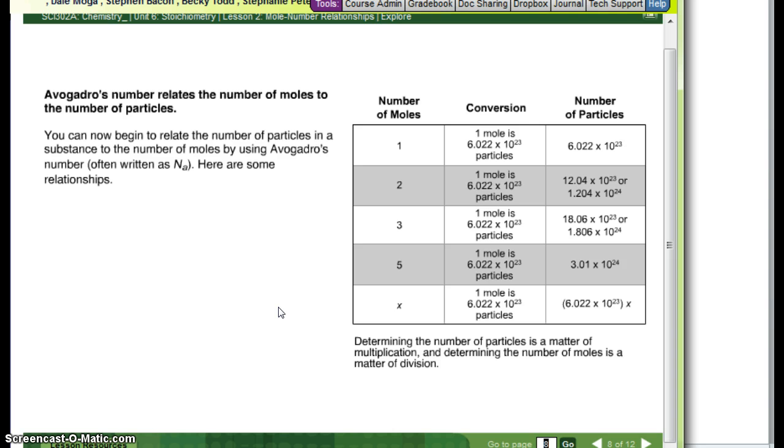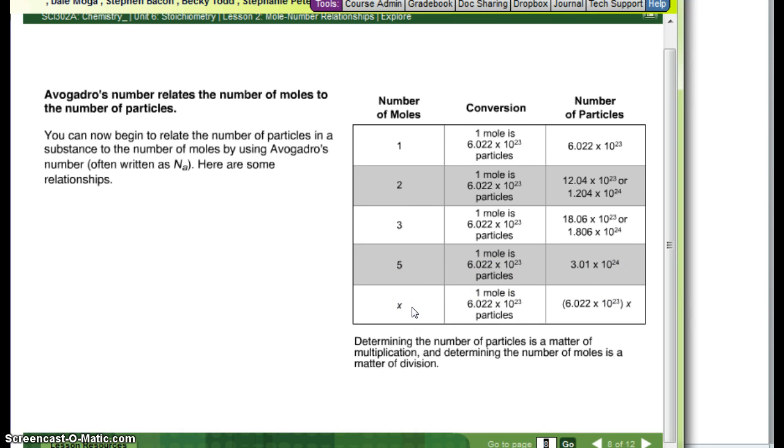Avogadro's number relates the number of moles to the number of particles. You can now begin to relate the number of particles in a substance to the number of moles by using Avogadro's number, often written as N sub A, because A for Avogadro, N for number. Here are some relationships. If I have 1 mole, I would have 6.022 times 10 to the 23rd particles. If I have 2 moles, well, you just double it, right? If I have 3 moles, you triple it. If I have 5 moles, you multiply 6.022 times 10 to the 23rd times 5, and you get the number 3.01 times 10 to the 24th.